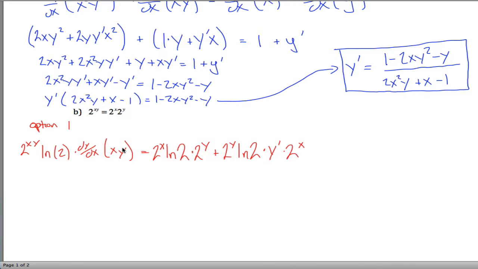And we're almost done. We still have to figure out the derivative of x times y. That's product rule because it's something times something. I get 2xy natural log of 2 times derivative of x is 1. Derivative of y is y prime.